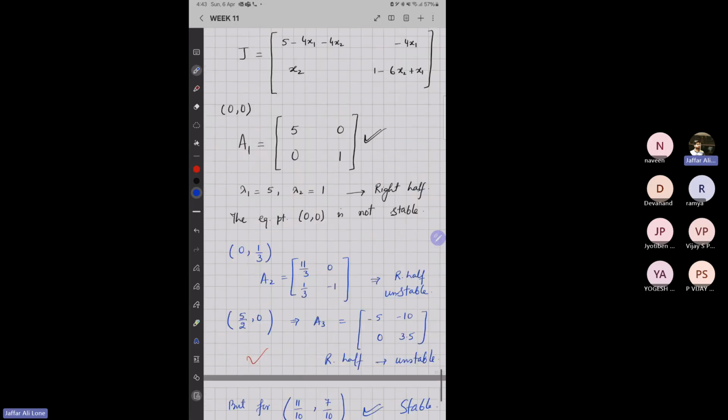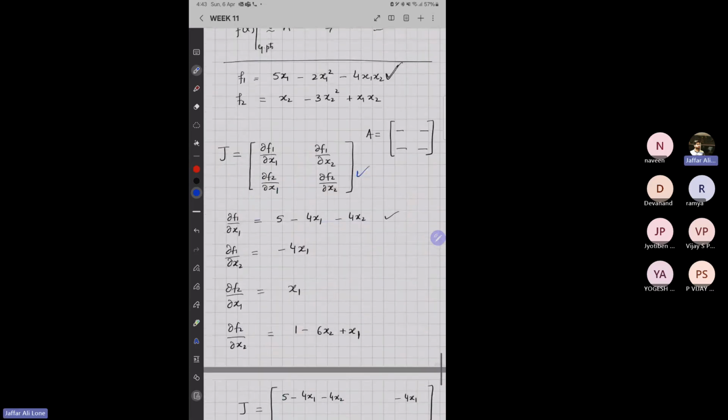For two variables, just remember this is the formula for the Jacobian. You have to differentiate f1 with respect to x1, f1 with respect to x2. Similarly, f2 with respect to x1 and f2 with respect to x2. If you have three states, then it will be a 3 cross 3 matrix: f1 with respect to x1, x2, x3; f2 with respect to x1, x2, x3; f3 with respect to x1, x2, x3. So I hope this is clear.